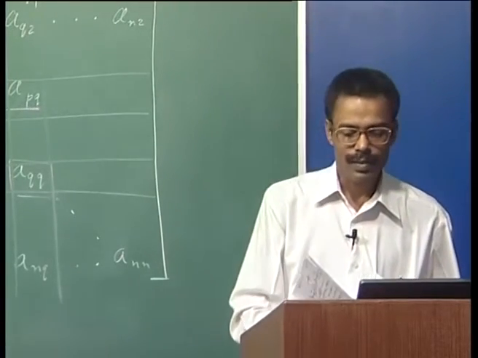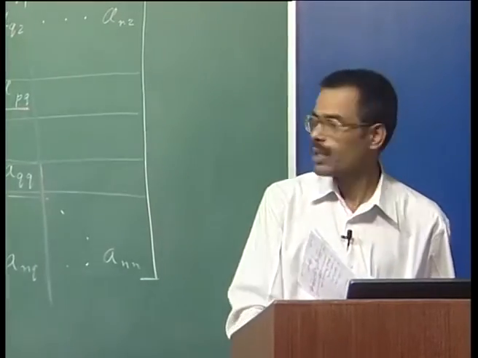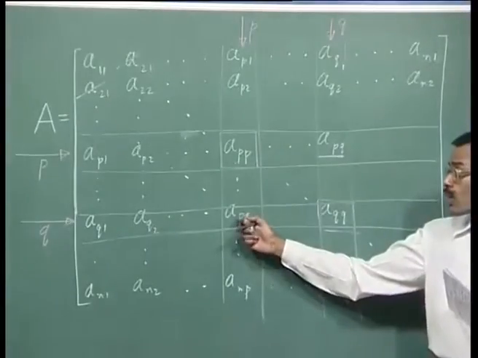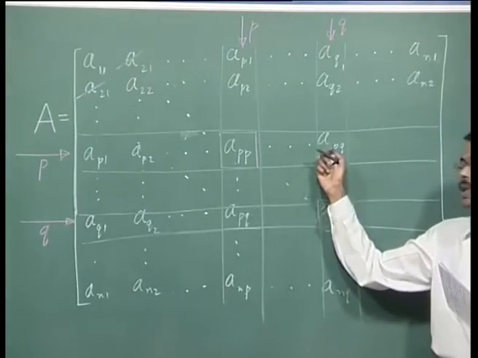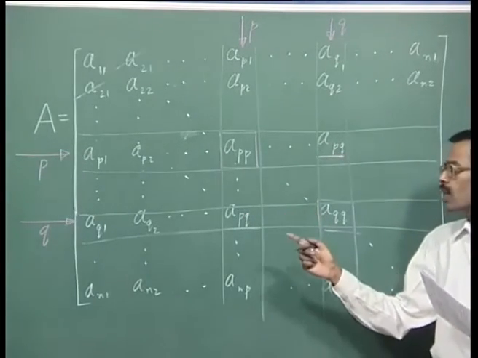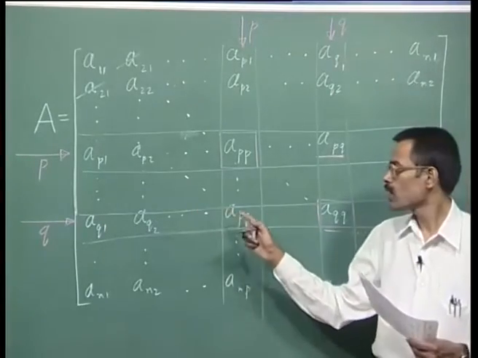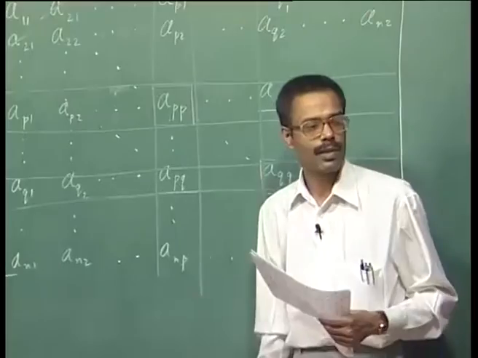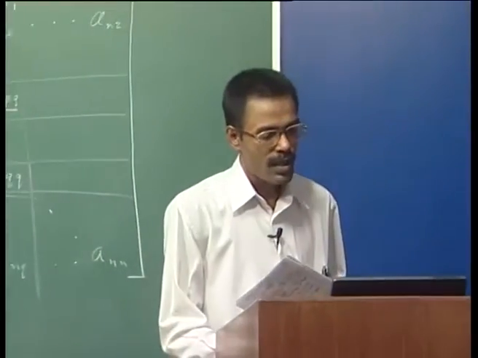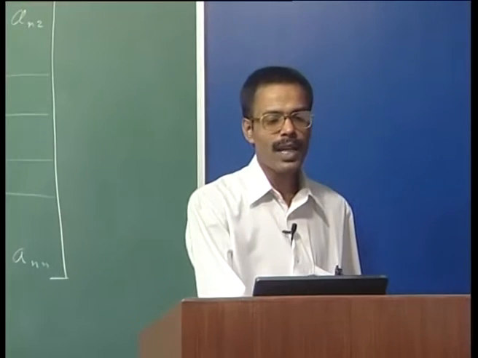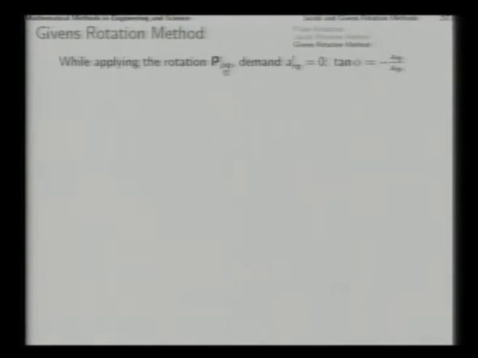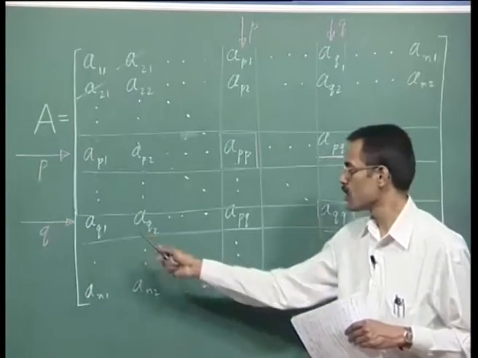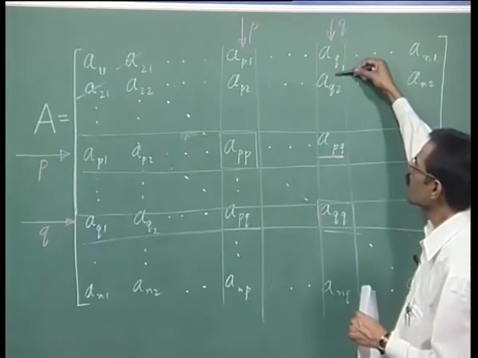There could be another choice, that is, rather than asking for the corner values to become 0 through the transformation, you could have chosen some other entry to become 0. For example, while applying the rotation PQ, rather than asking for A_PQ prime to be 0, you could have chosen A_RQ prime to be equal to 0. That is, rather than this, you could have chosen this, whichever. Accordingly, it would mean one of these.